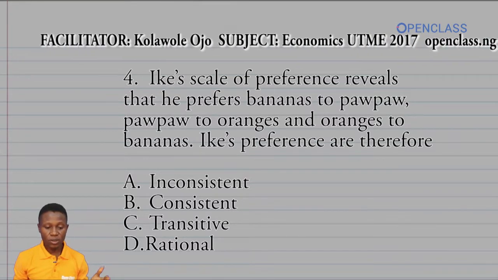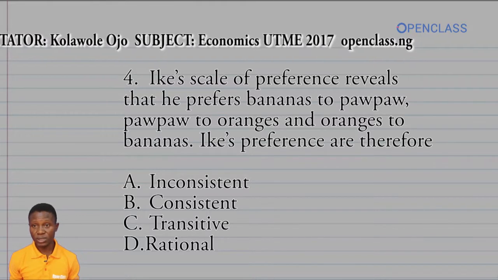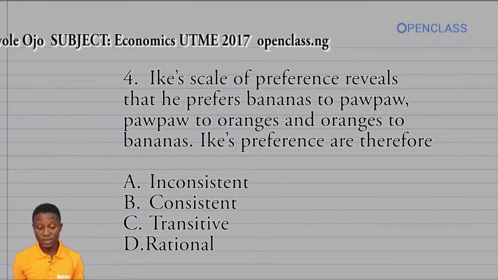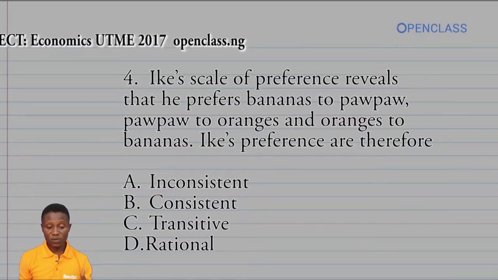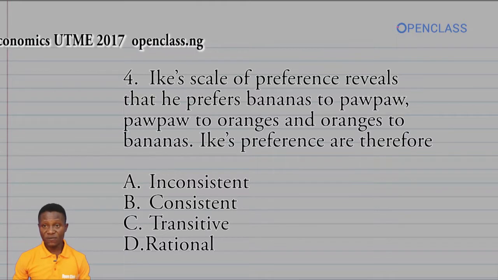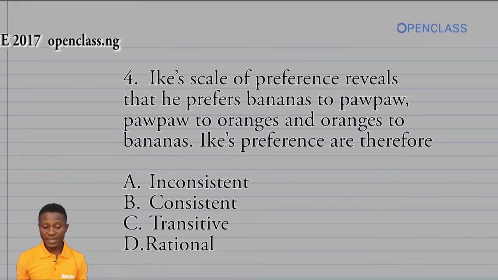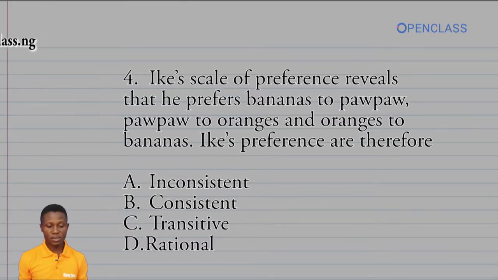Of course, I've explained the concept of scale of preference to us. When you arrange your needs in the order of importance, starting with the most pressing one down to the least preferred, such a list is called a scale of preference. So in the case of Ike, the way he preferred those items are not consistent to each other. So the correct answer is A, inconsistent. Let's go to the next question.